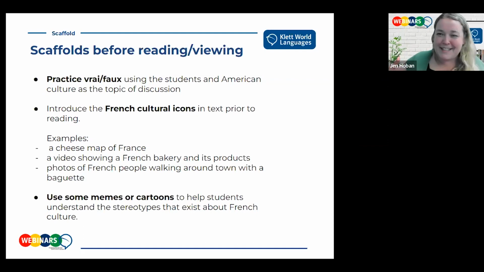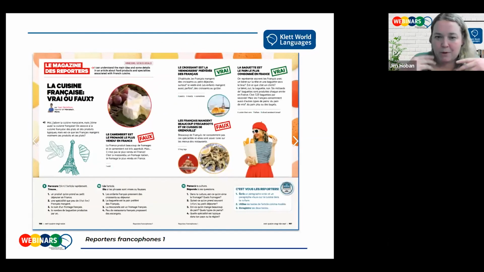So walking around the town with the baguette under your arm or something like that. And you could also show some memes or cartoons to help students understand some of the stereotypes that already exist. They may not have heard these, right? This might be new to them. So I'm gonna just go back one more second.